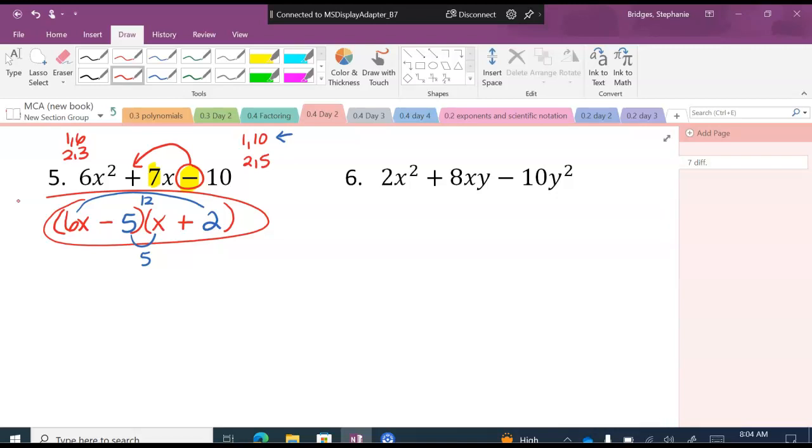You said they can simplify, which means they have a what? They have a greatest common factor. So let's look at that first. What is it that all 3 terms have in common? A 2. So what we want to do is pull that 2 out first.